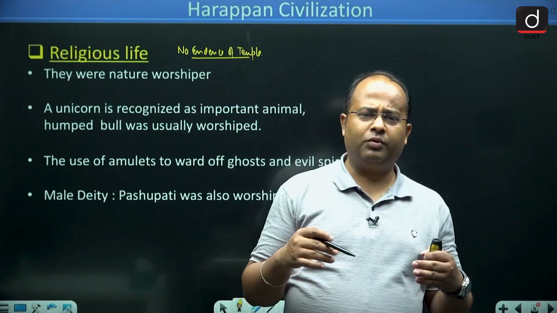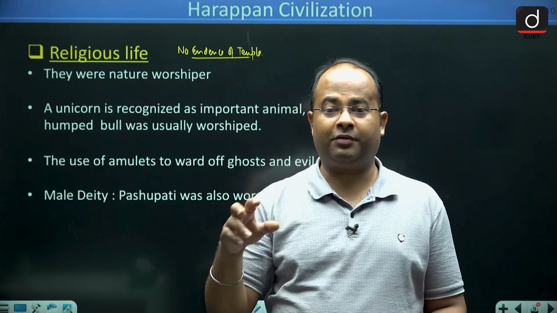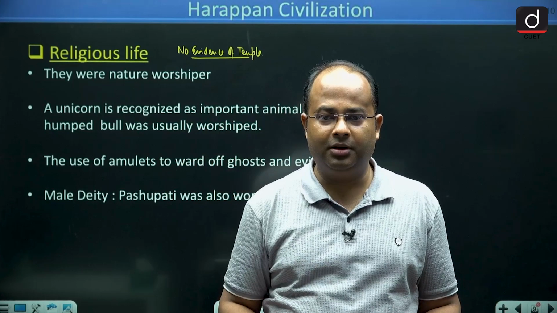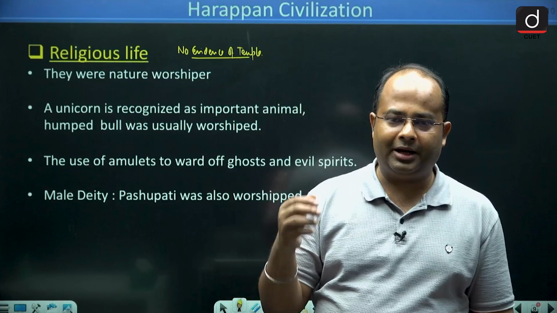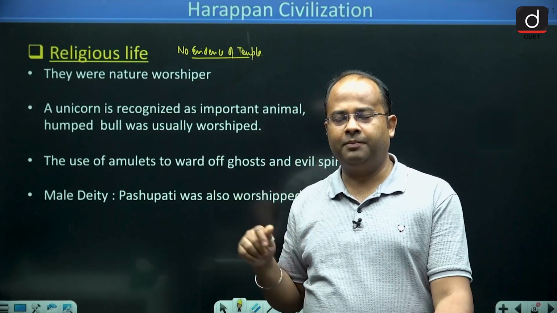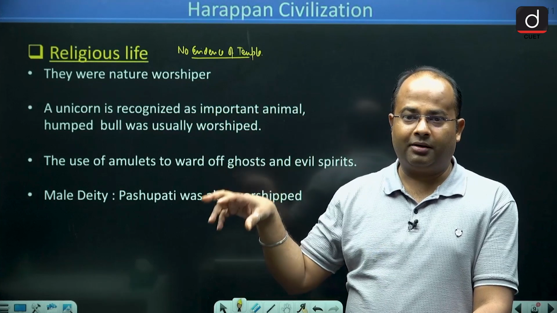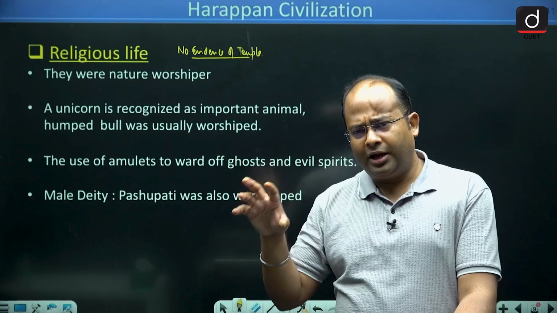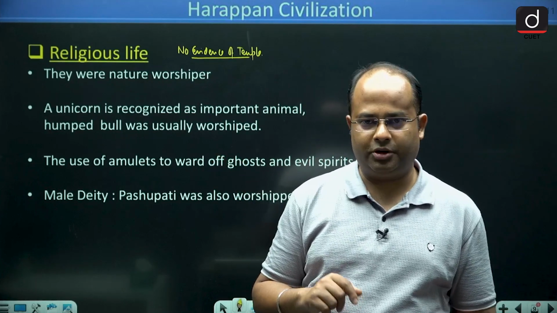If you see the religious life of Indus Valley people, they used to worship different types of things. They used to worship trees like banyan and peepal. They used to worship animals and reptiles like snake, lizard, scorpion. They used to worship weather phenomena like rain and thunder. So overall you can say that these people were nature worshippers.